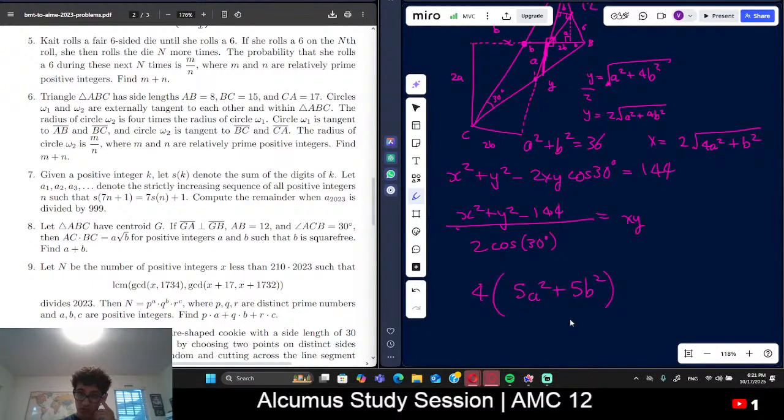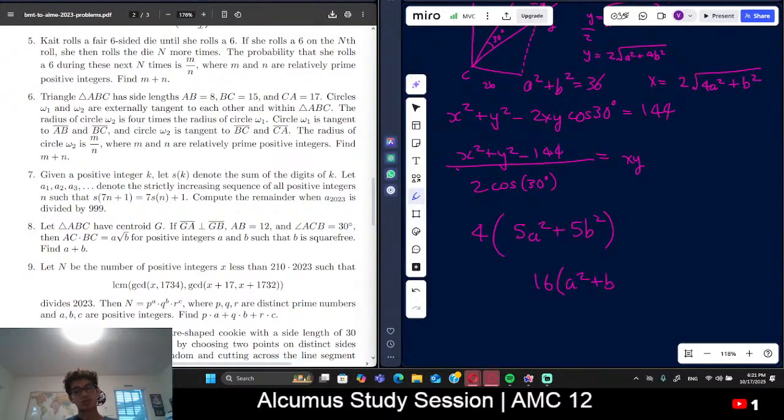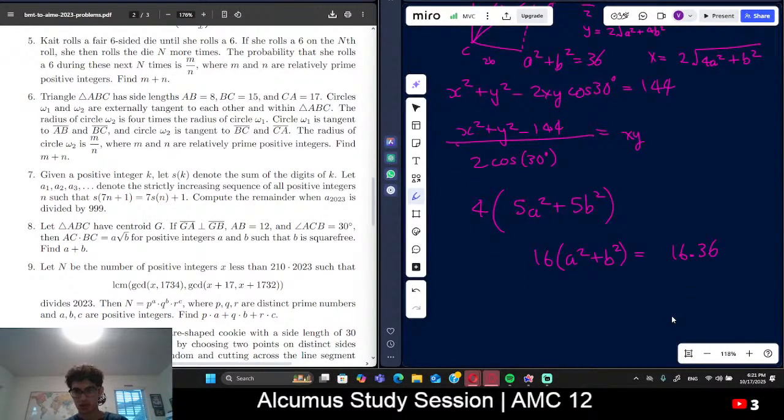What is 5a squared plus 5b squared? Wait. A squared plus b squared is 36. 4a squared plus b squared is 144. So all we're going to be left with is 21. So 16 times a squared plus b squared, which is 16 times 36, right? Because it's like 20 minus 4 times 36. Yeah, that seems fine. Divided by 2 times the cosine of 30, which is 2 times square root of 3 over 2.